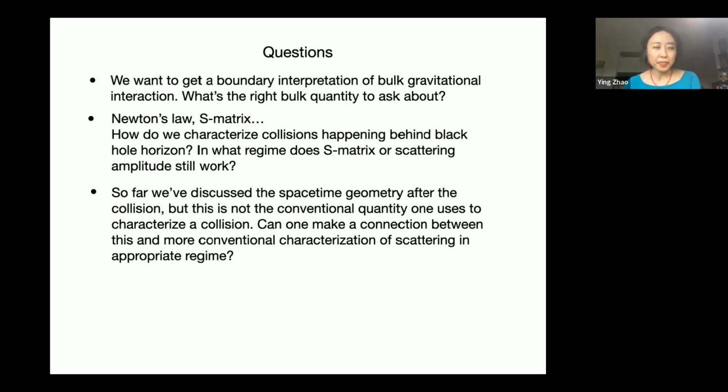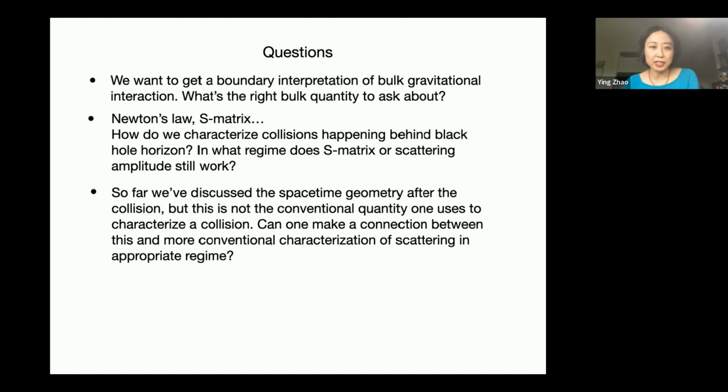So far we've discussed the space-time geometry after the collision. But this is not a very conventional quantity one usually uses to characterize a collision process. Can we make a connection between this and some more conventional characterization of scattering in a proper regime? The reason I list this is just for some future work.